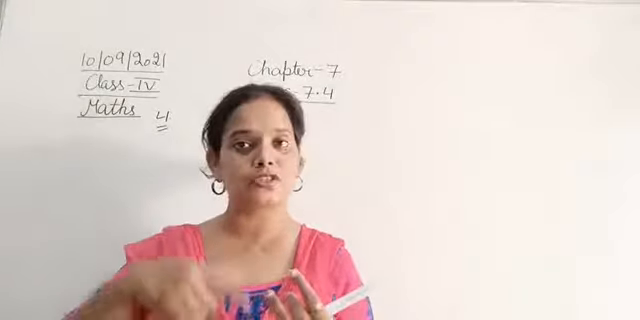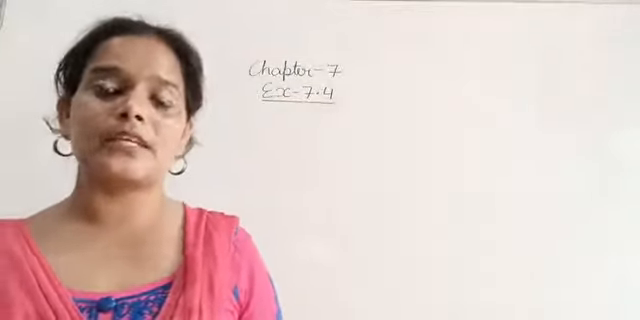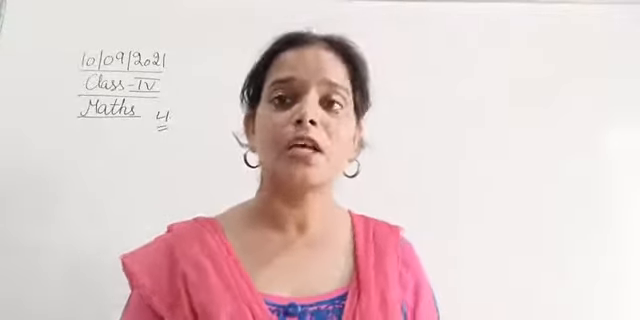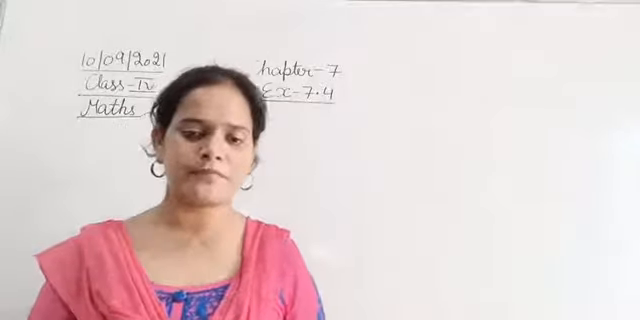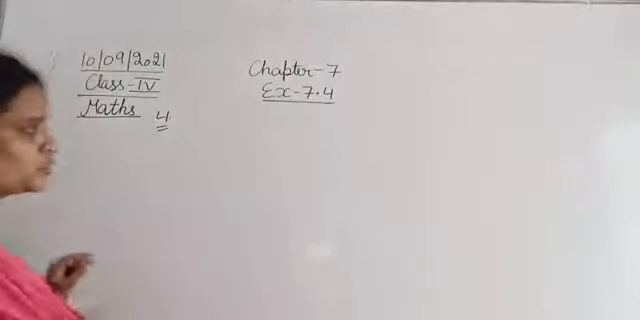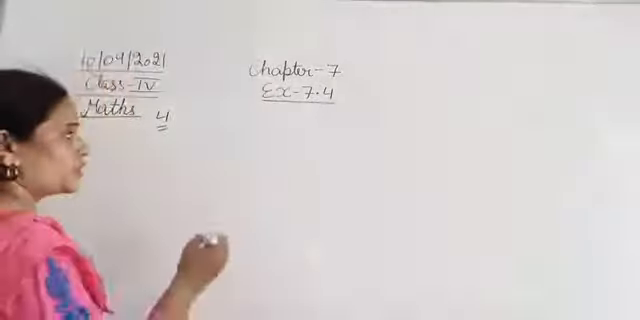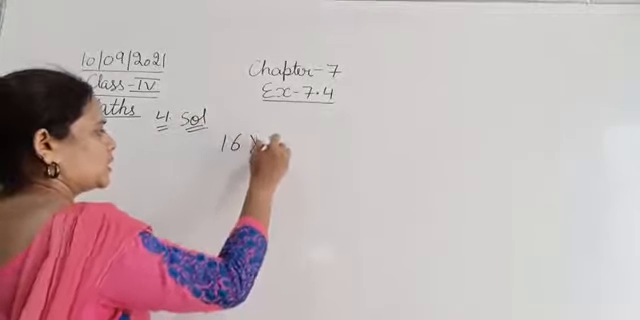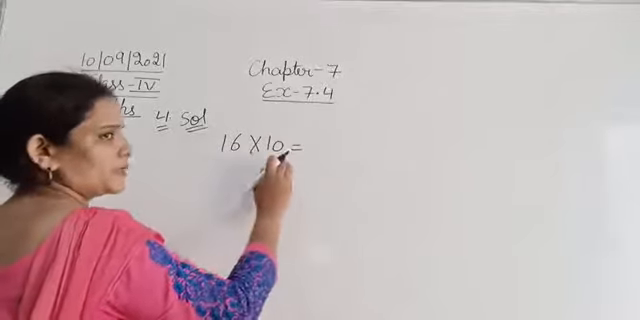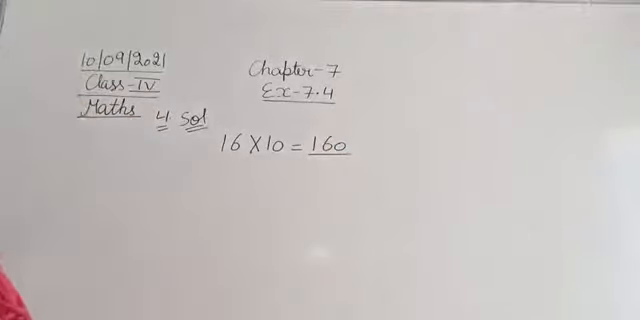See, the first multiple comes when you multiply by 1, the second multiple will come when you multiply the number with 2. Similarly, when you have to find the 10th multiple, we are going to multiply the given number with 10. So our question was, find the 10th multiple of 16. For that, you will multiply 16 with 10. 16 multiplied by 10 will be 160. So the 10th multiple of 16 is 160.